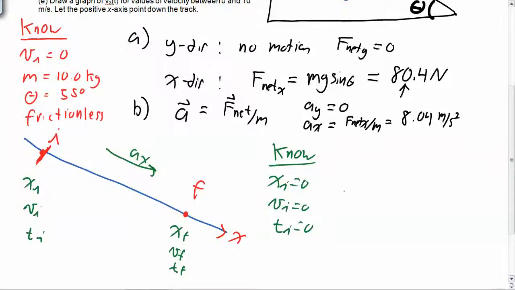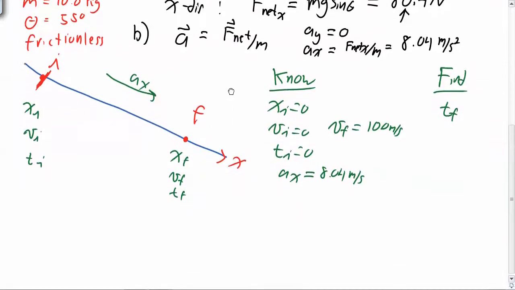The value of x final we don't know, but the value of v final we're given to be 10 meters per second. And the value of a sub x we found in part B of the problem was 8.04 meters per second squared. And what we want to find, at least in part C, is the value of t sub f, which is the time that it takes for the block to get down the hill. All right, so we need to use our kinematic equations to work on this next part.